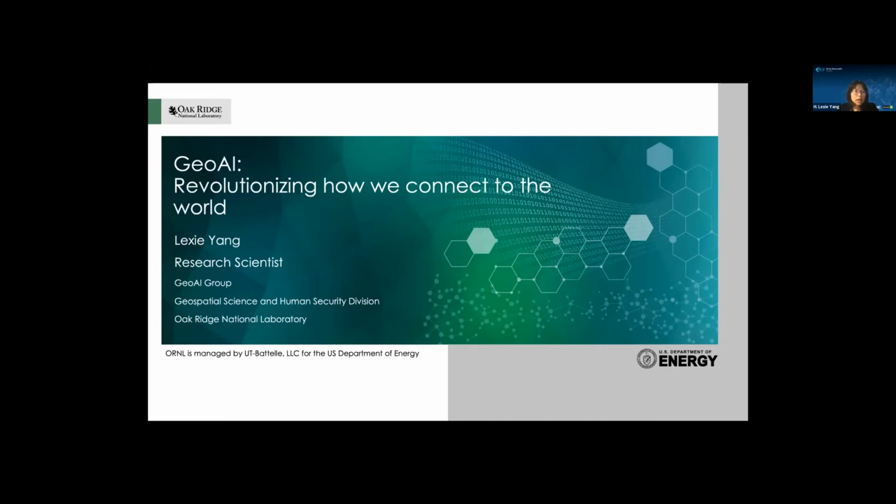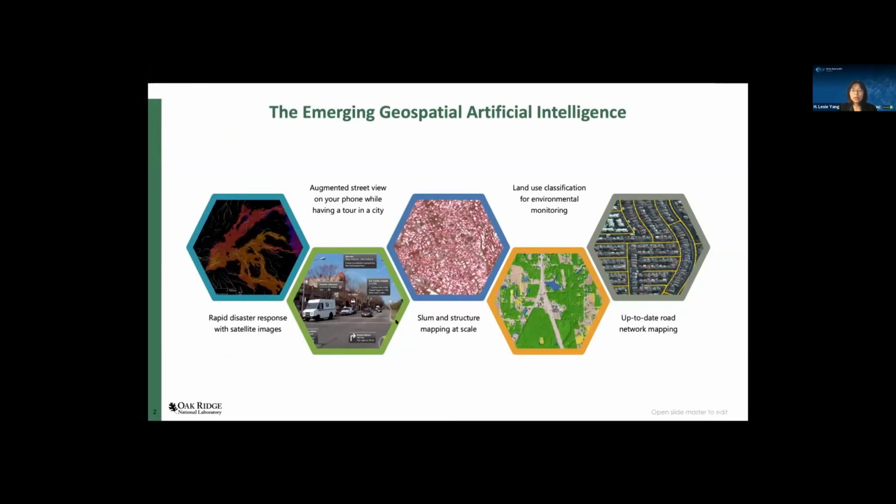So I'm Lexi Yang. I am a research scientist in the GeoAI group at the Oak Ridge National Laboratory. Since I joined Oak Ridge about 5 years ago, I also witnessed the whole emerging artificial intelligence, the fast-paced developments in this area, and also how AI plays an important role in geographical data science.